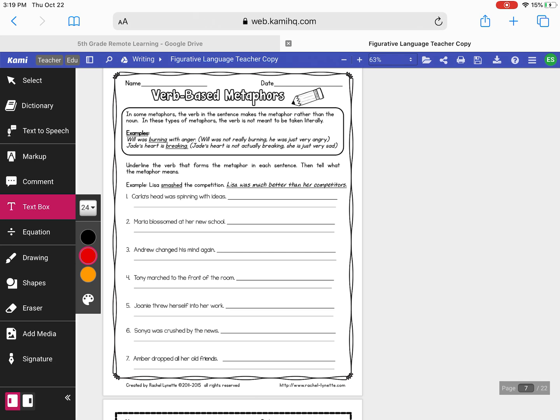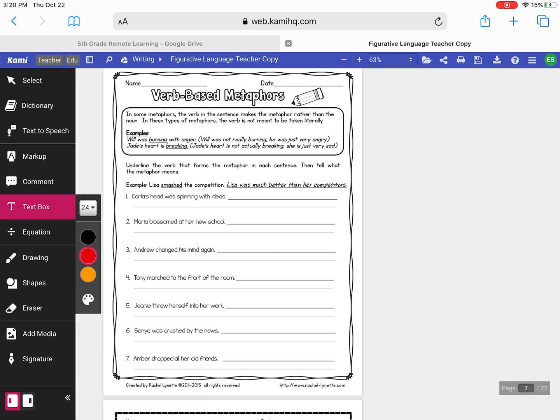So it says, Will was burning with anger. So he's not really burning, he was just very angry. Burning is a verb, it's something's happening, right? So that's our action. We're not comparing two subjects, we're just saying that the verb is what they're comparing it to. We've also got Jade's heart is breaking. Okay, so her heart's not actually breaking, but that's an action verb. And breaking means to be like torn apart, so that means that she's very sad.